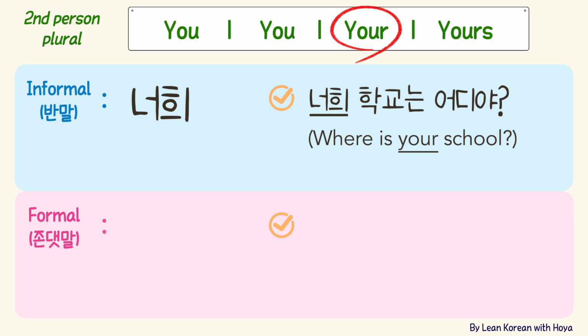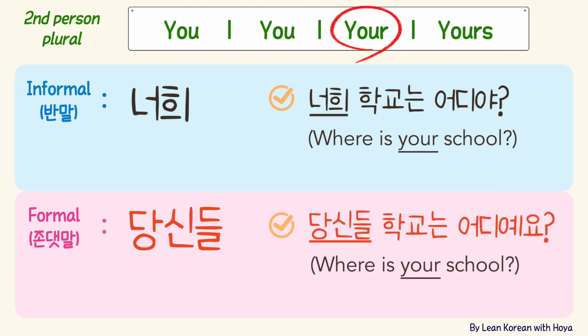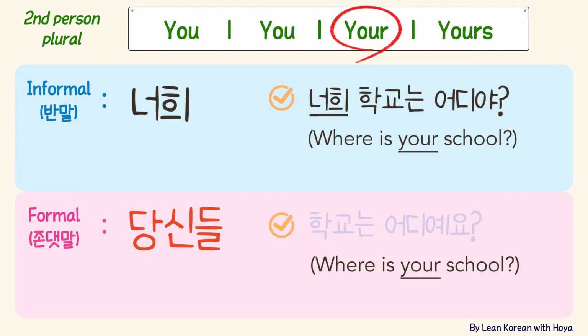The formal version, according to the textbook, is 당신들. It's not wrong to say 당신들 학교는 어디예요? But since it may sound weird or even rude if you actually say it, it's better to just omit the pronoun and just say 학교는 어디예요?